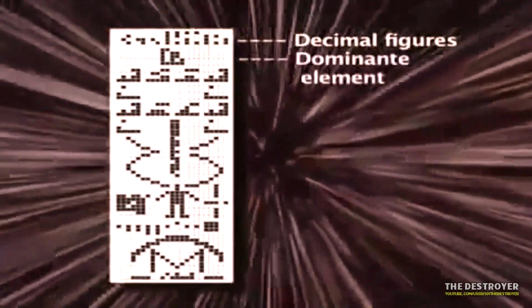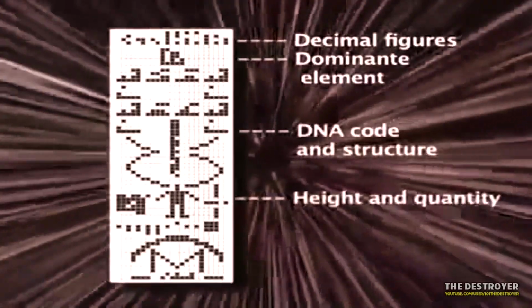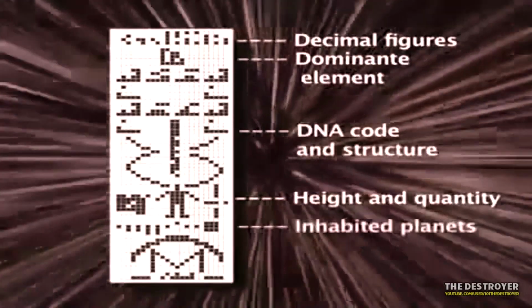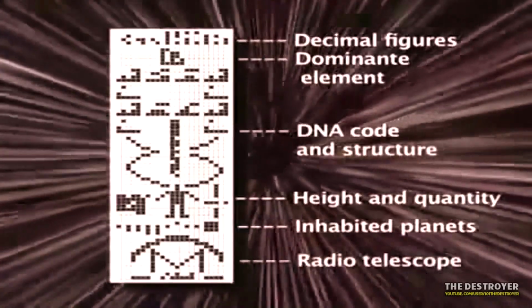Sagan's message explained our calculation system, the dominant chemical substances within the elements that create life on Earth, our DNA code, humans' height and quantity, and that we live on the third planet in our solar system, and lastly, a sketch of our radio telescope.